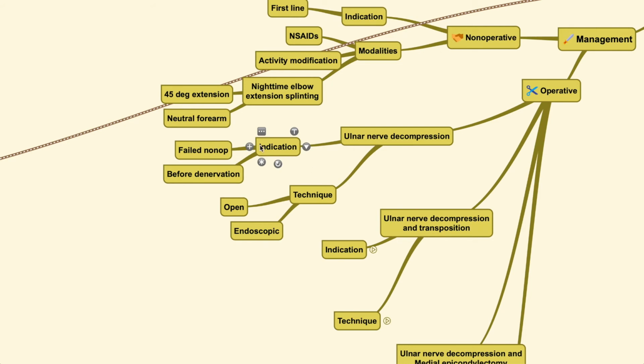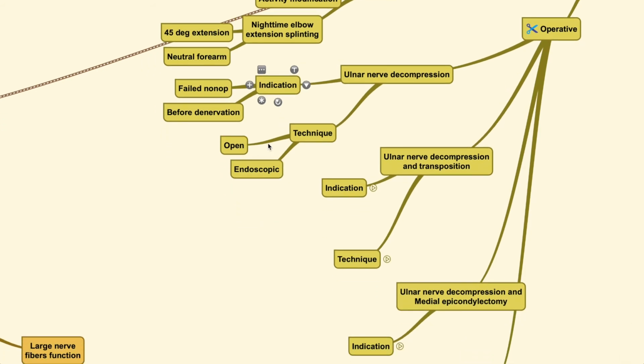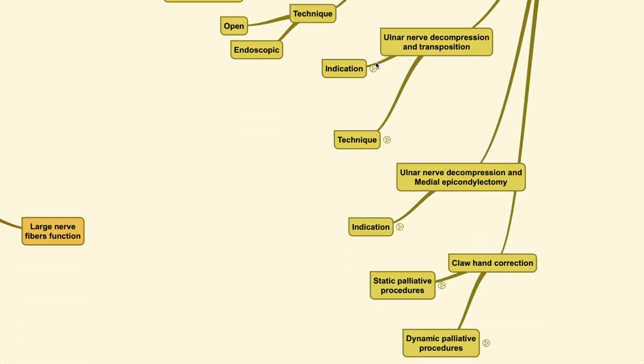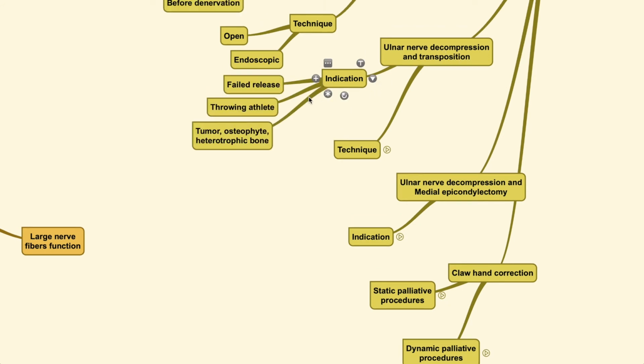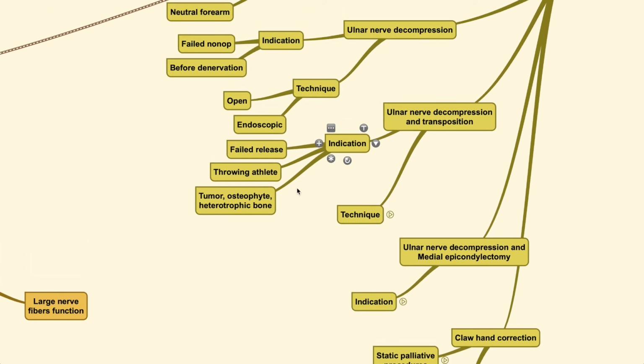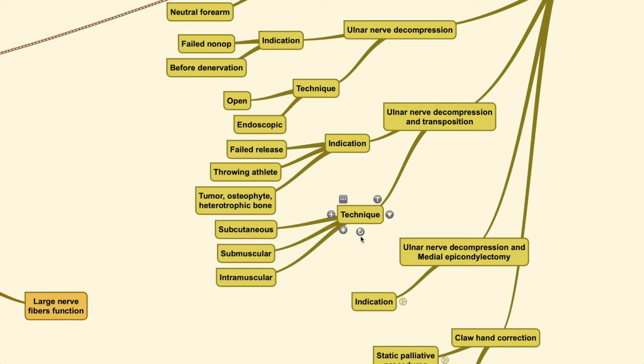Now, the ulnar nerve decompression is usually indicated when the non-operative treatment has failed, and it is usually done before any denervation is found. For the ulnar nerve decompression, you could do it with open surgery or endoscopic surgery. For the ulnar nerve decompression and transposition, you only need to do it when you have found a failed case where you have performed a decompression but the symptoms still persist, and you need to do it in certain cases of throwing athletes, and you also need to do it when you find a bony abnormality, which could come from tumor, osteophyte, or heterotopic bone.